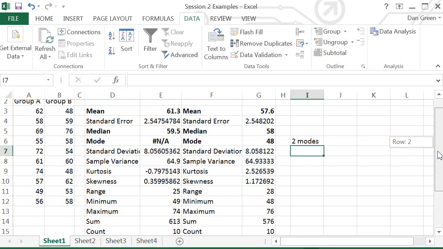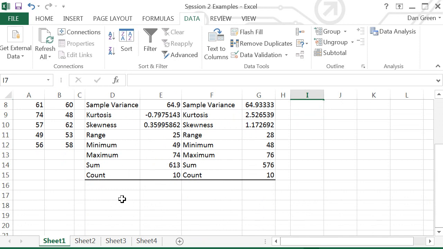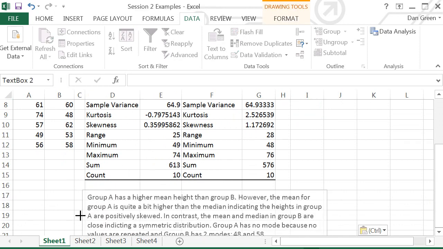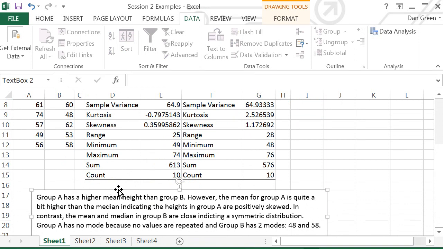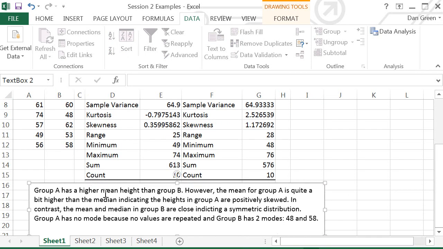So our summary of the data in sentence form might look something like this. So we could say, for example, that group A has a higher mean height than group B. However, the mean for group A is quite a bit higher than the median here. That indicates that the heights for group A are positively skewed. So they're skewed to the right.